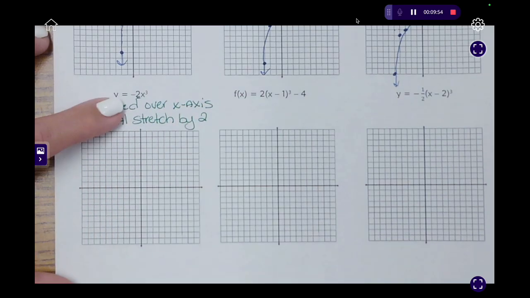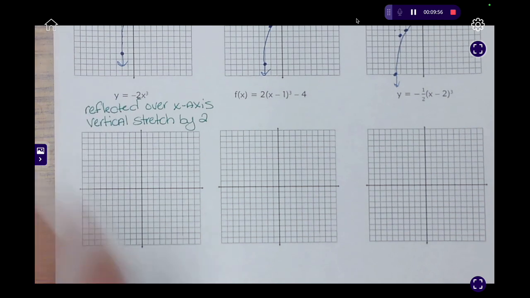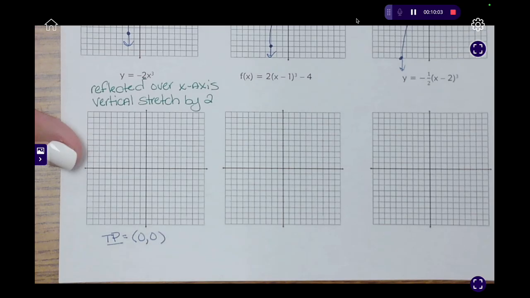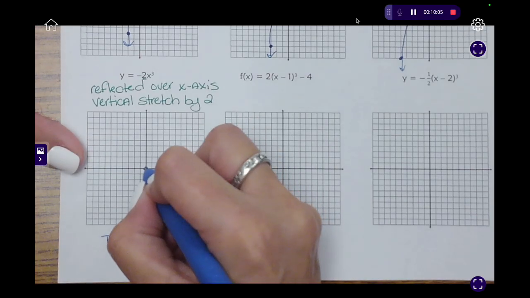Okay, I don't have anything changing as far as going left or right, up or down, which means when I look at this one, my turning point is at 0, 0. So very similar to the parent function. So I am starting at 0, 0.